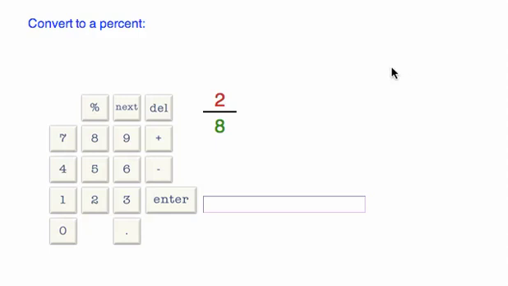Hello, welcome to Percents. This is level 1, and we're being asked to convert this fraction into a percent. Alright, this is a nice easy fraction. This is 2/8, and I'm going to show you two ways to convert this into a percent.